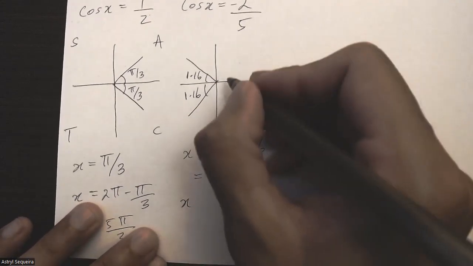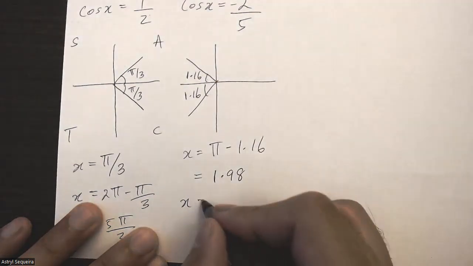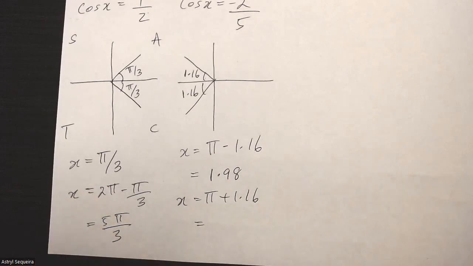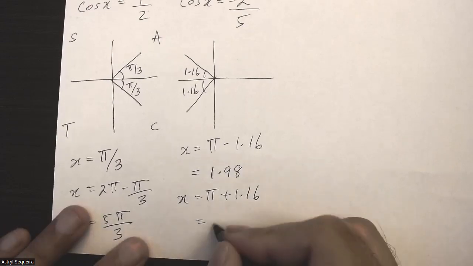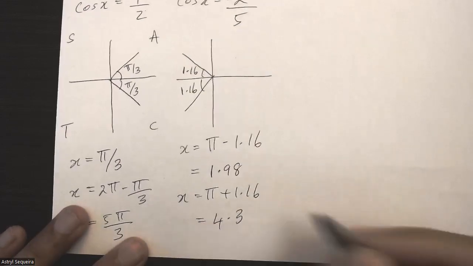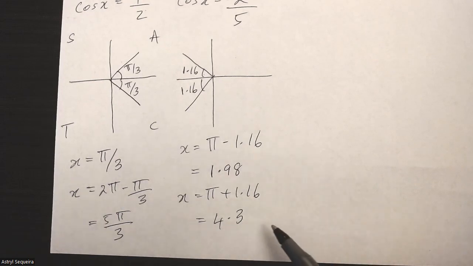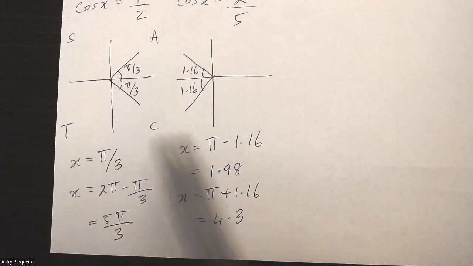And my second solution is pi plus 1.16, which is 4.30 or just 4.3. So in total, we have 4 solutions in this question, and they're all over here.